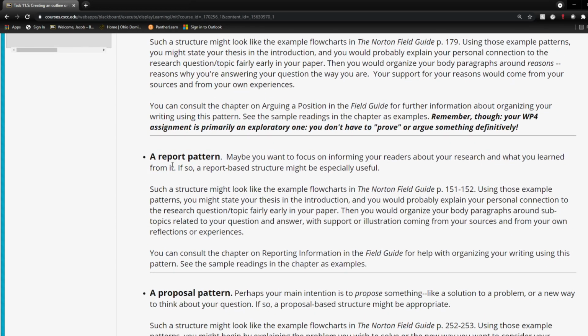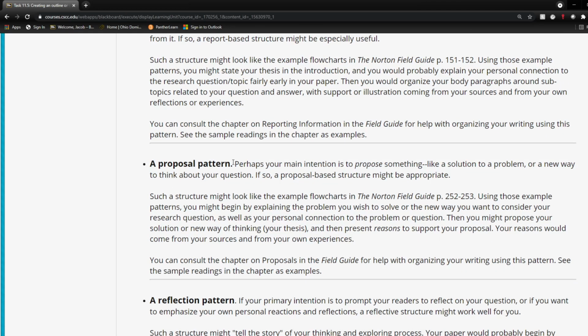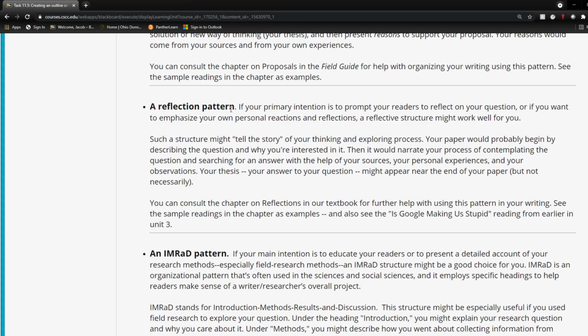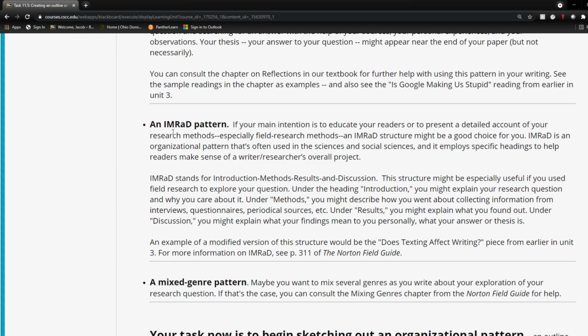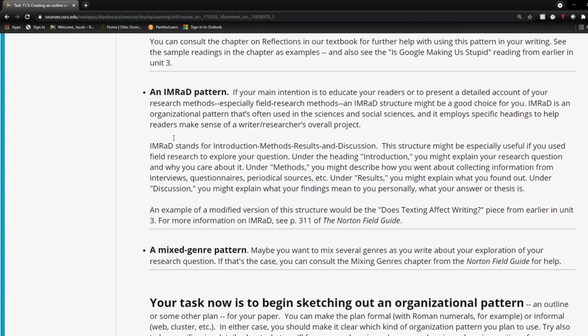We have an argument pattern, a report pattern, a proposal pattern, a reflection pattern, an IMRAD pattern. And this stands for Introduction, Methods, Results, and Discussion. I generally discourage people from trying this pattern. This is a very specific way of writing a paper, and if you're not really used to this sort of writing, it can be kind of hard to pull off.